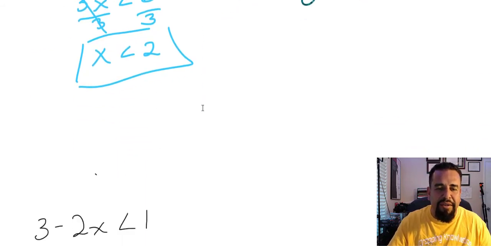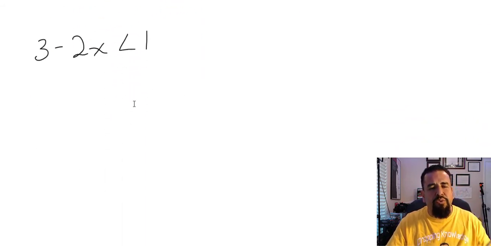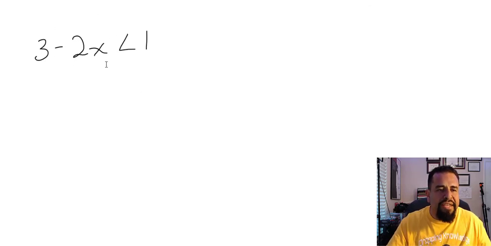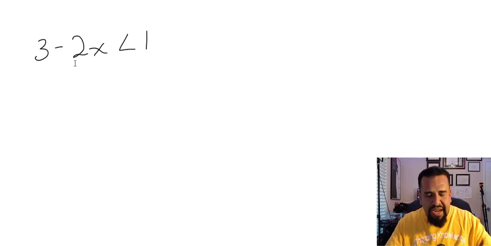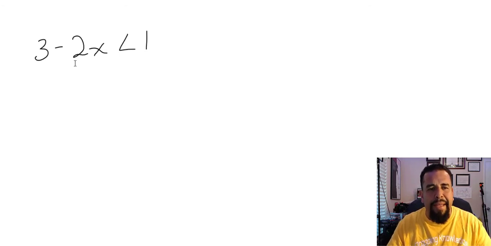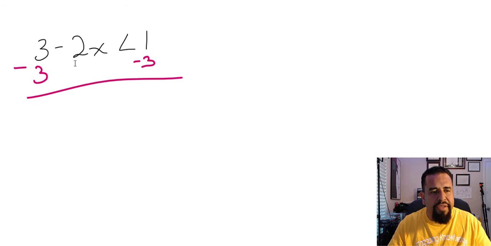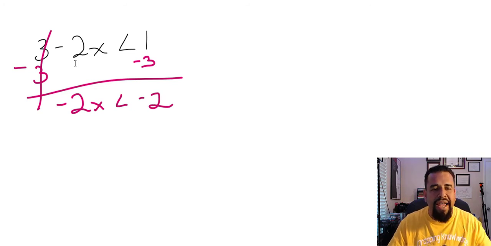Let's take a look at another one. Now notice this one. This one's a little different, and this is what I'm focused on. This x value, negative 2x. This is something important. As soon as you notice it's negative 2, let me show you what the answer is, and we'll come back to this. So here I'm going to do the same thing. I'm going to do minus 3, minus 3. To solve this, I get negative 2x is less than negative 2. That's what I have so far.